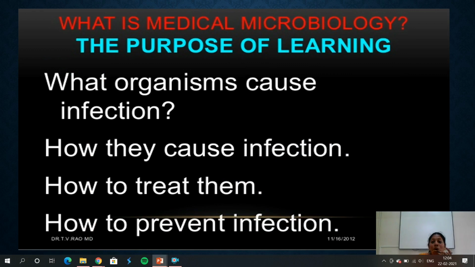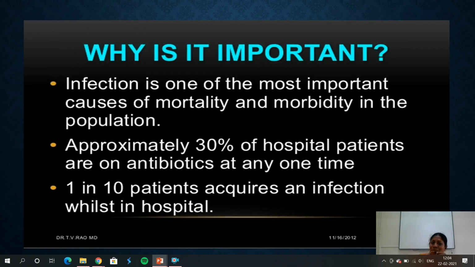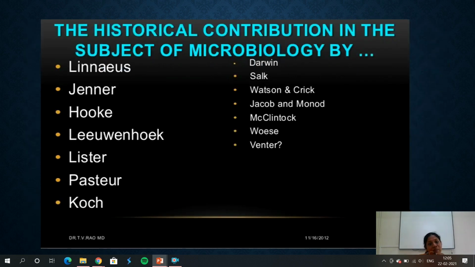Now, what is the purpose of learning the subject? We should know what organism causes infection, how it causes infection, how to treat it, and how we could prevent the infection. Why is it important for us to know this? Infection is one of the most important causes of mortality and morbidity in the population. Approximately 30% of hospital patients are on antibiotics at any one time. One in 10 patients acquires an infection while in hospital.